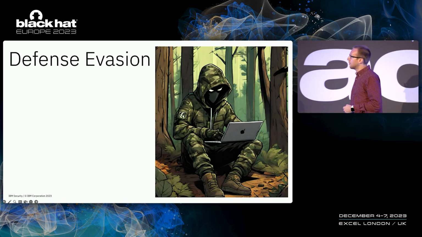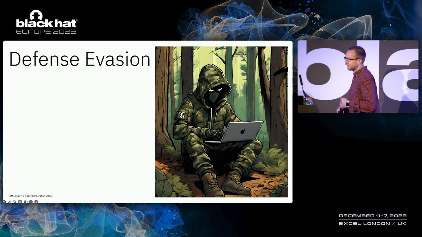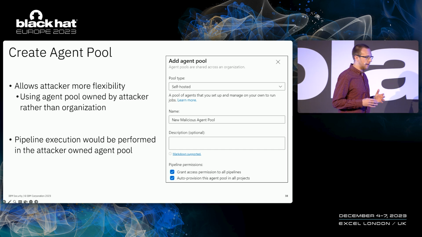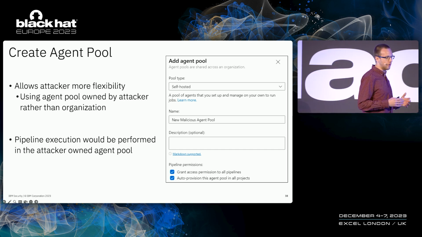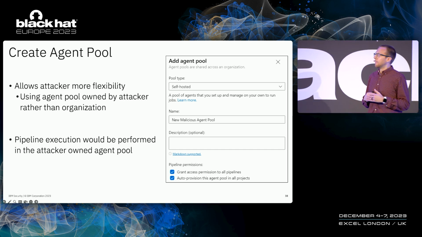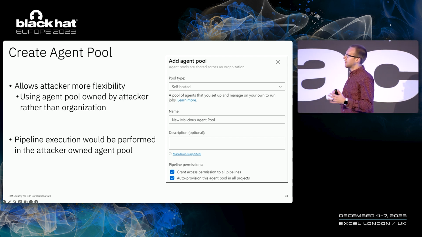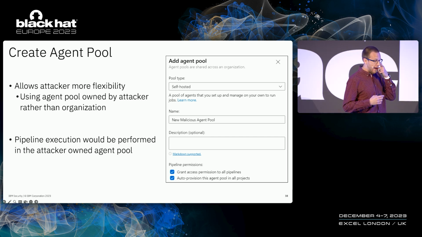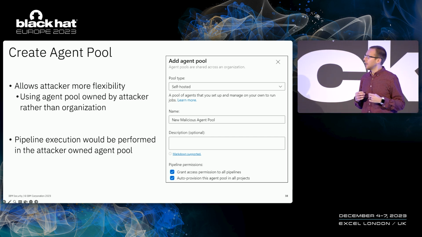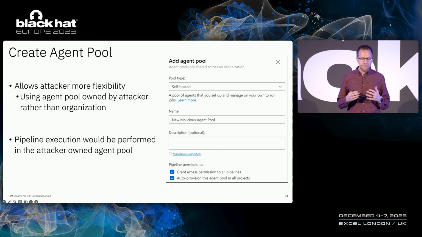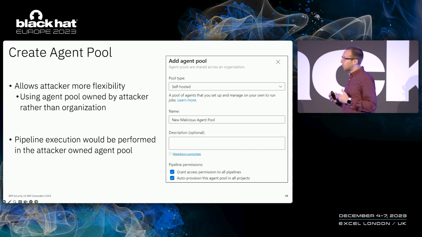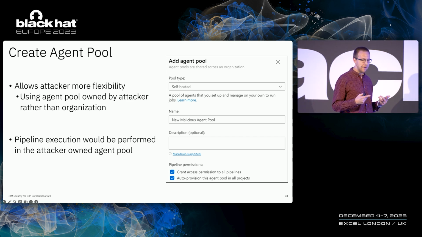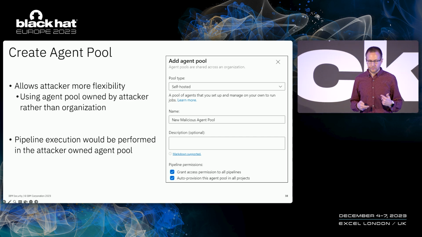Now we're going to get into some defense evasion techniques. So I talked about pipeline agents a little bit, how you can have a self-hosted or a Microsoft-hosted agent. These agents will belong to an agent pool. An agent pool can have one-to-many pipeline agents. Now, one thing an attacker may try to do is create their own agent pool. That way, they're not using an agent pool owned by the organization, and it gives them a little more flexibility in that they can spin up and spin down agent pools.